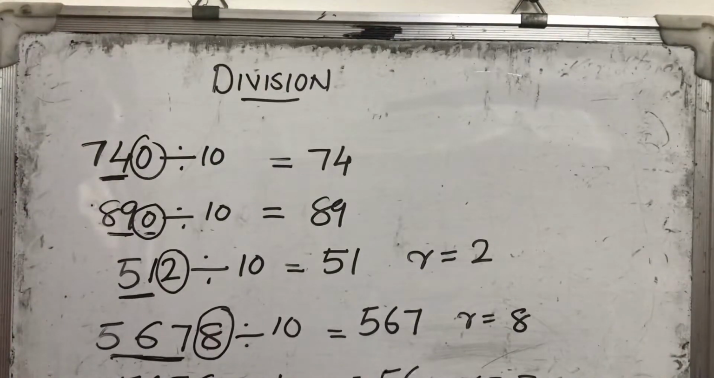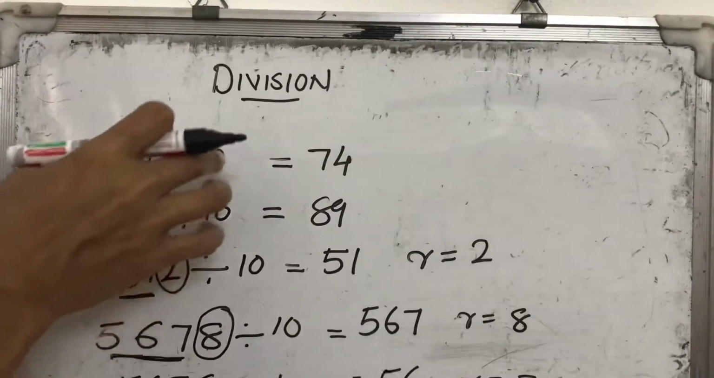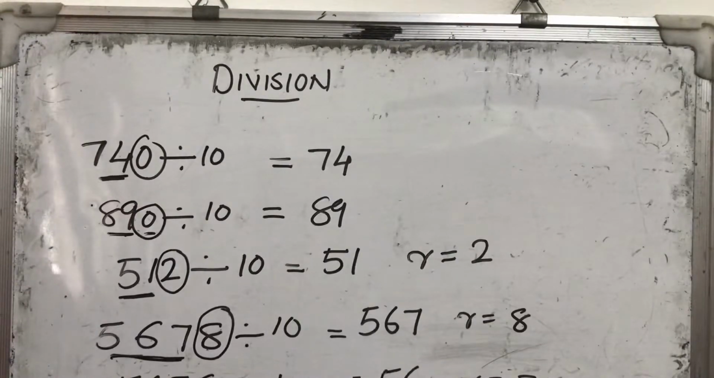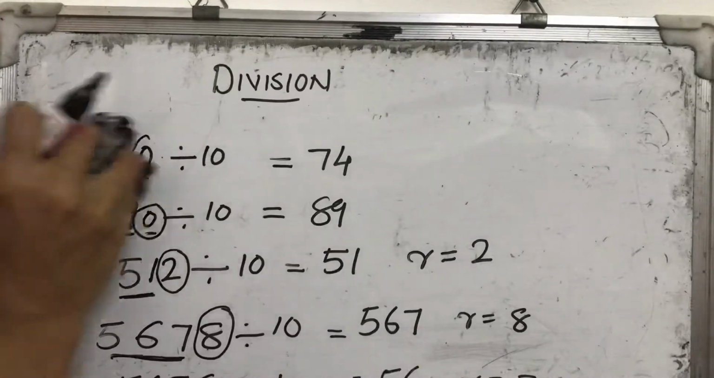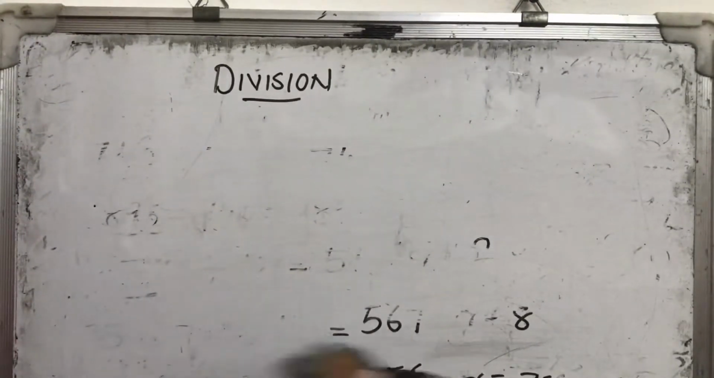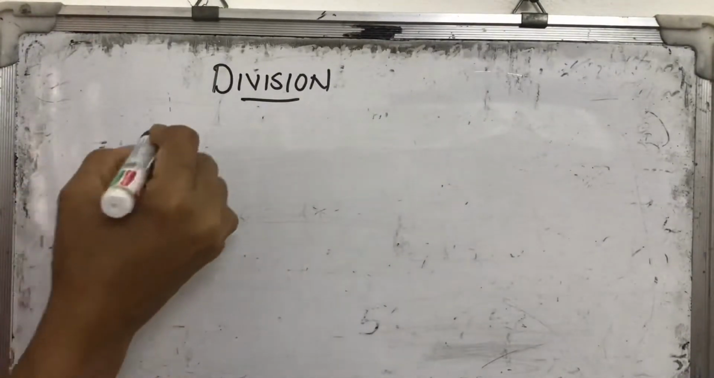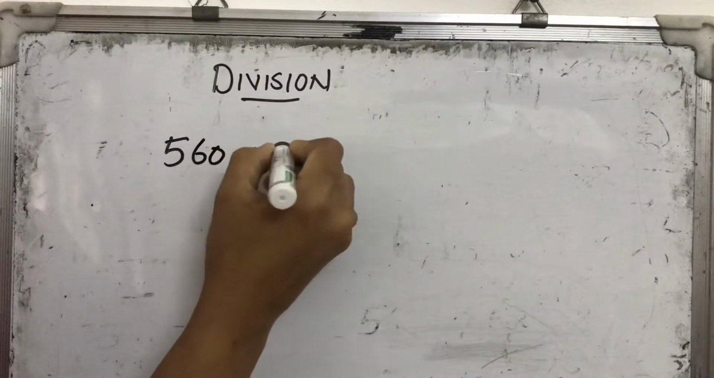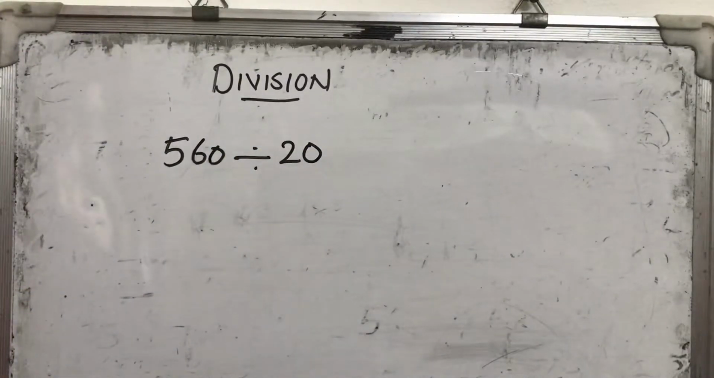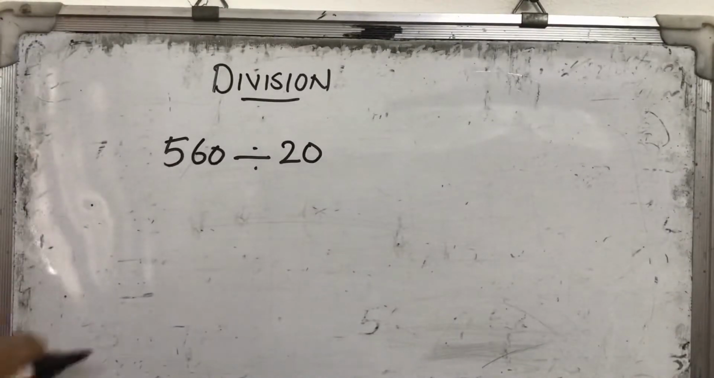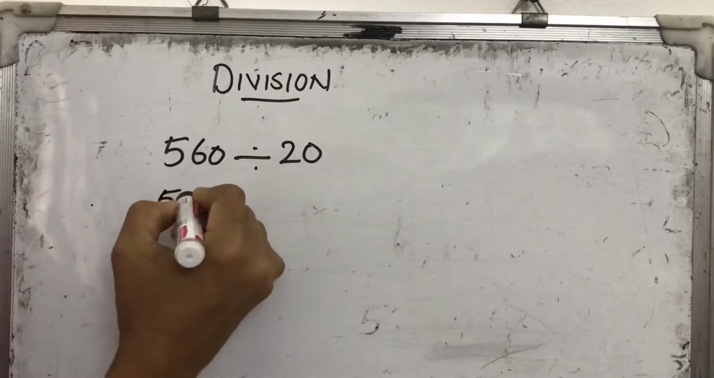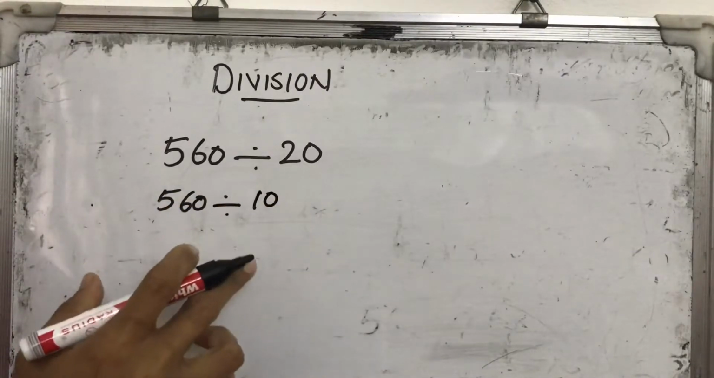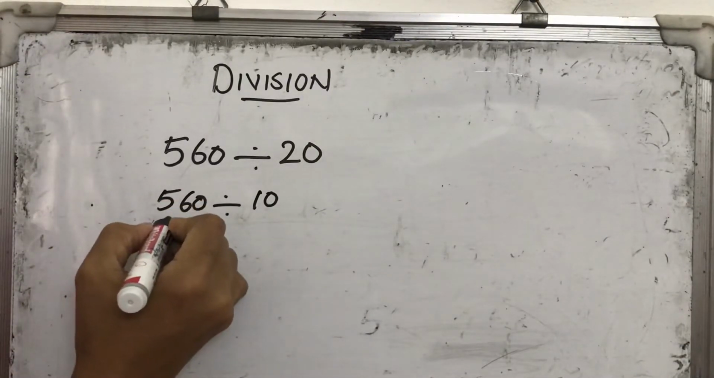Now if you are dividing a number by 20 or 30 like that, what will happen? Here we only discussed examples of dividing by 10. Next we can divide numbers by 20, 30 like that. So suppose we divide 560 by 20. First divide this number by 10, that we know. When we divide 560 by 10, what will be the answer? That we already learned, the quotient will be 56.